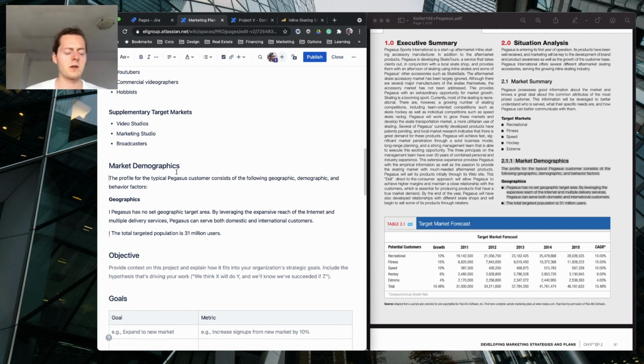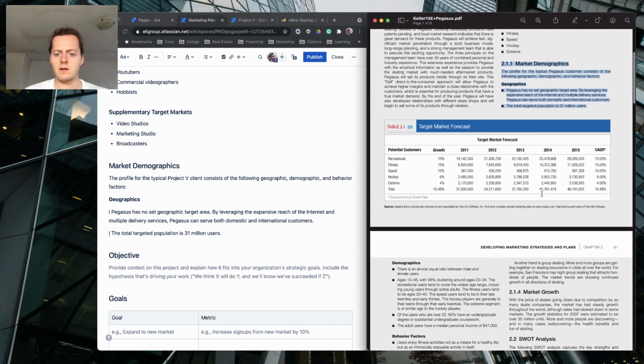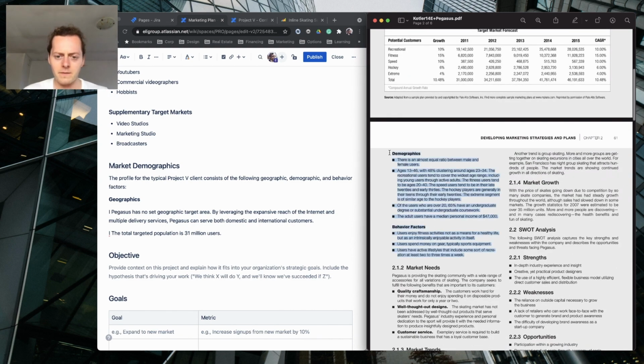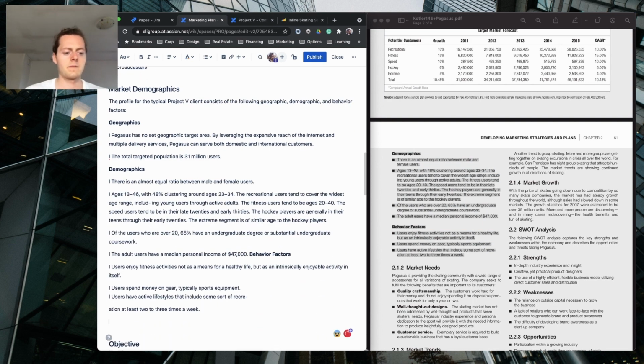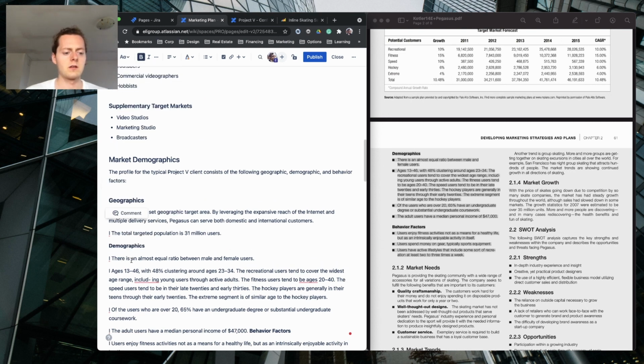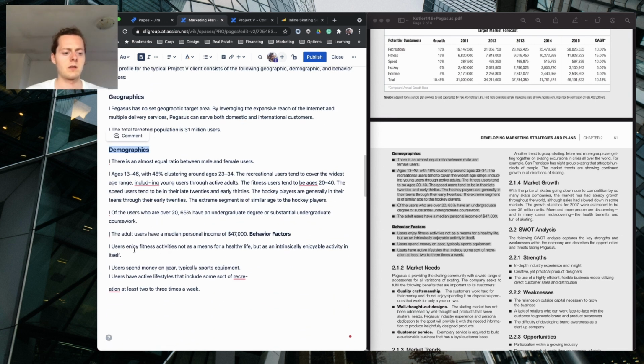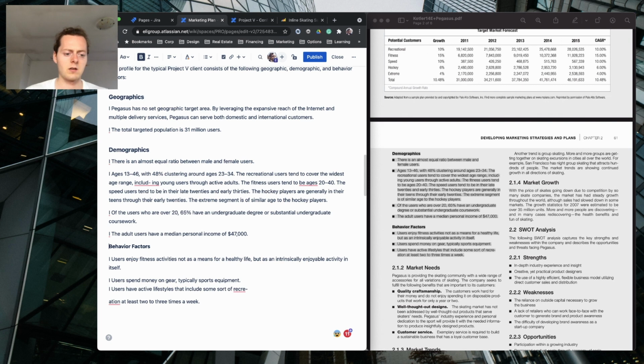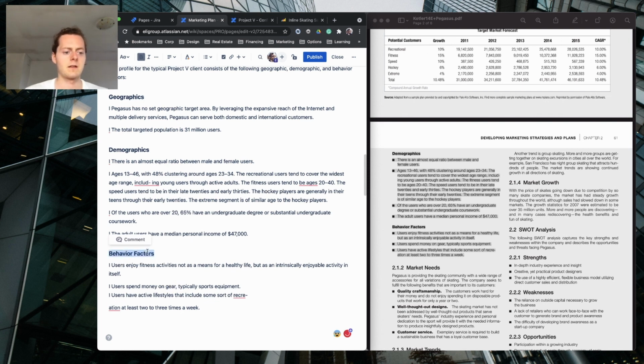And there's the profile for a typical Project V customer, I would say client, which consists of the following: geographic, demographic, and behavioral. And I'll just paste this as well. There we go. Cool. So these are fine. There's going to be 3. And where's behavioral? Right here. It's going to be 3 as well, and it doesn't need to be bold at all.